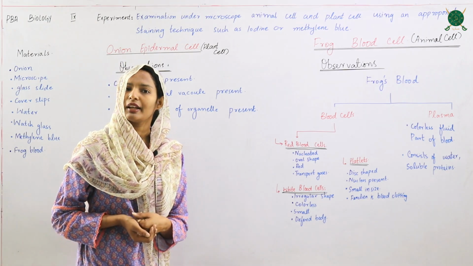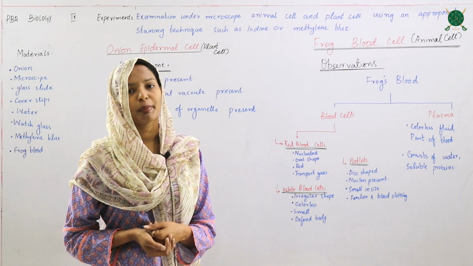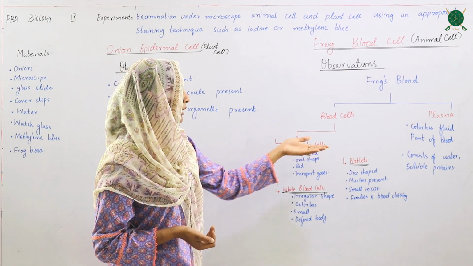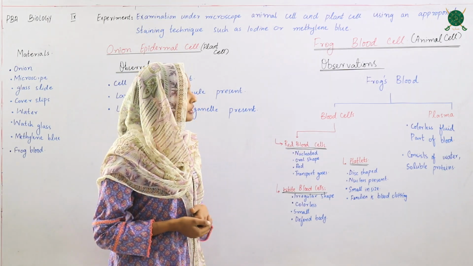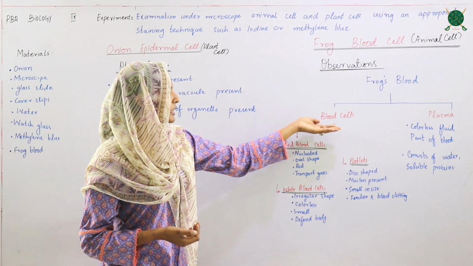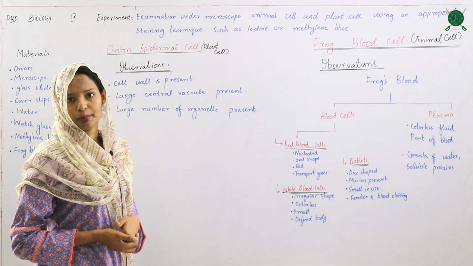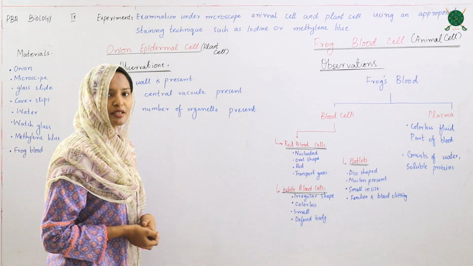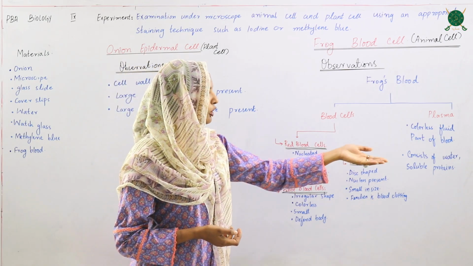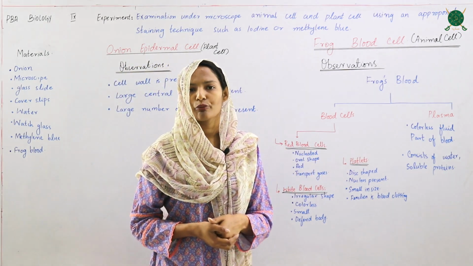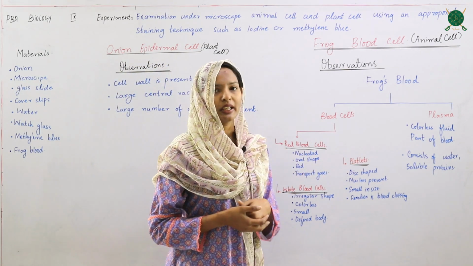When you observe an animal cell under the microscope, you will be able to make different observations, such as there will be present some blood cells and the plasma. Now the question is, what is plasma? Basically, plasma is the colorless fluid part of our blood, which consists of water, some soluble proteins.